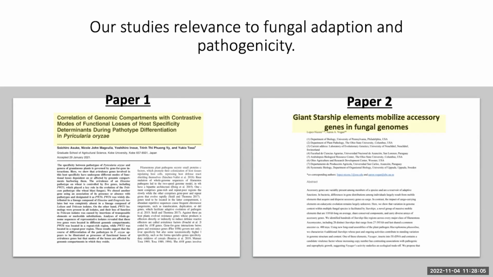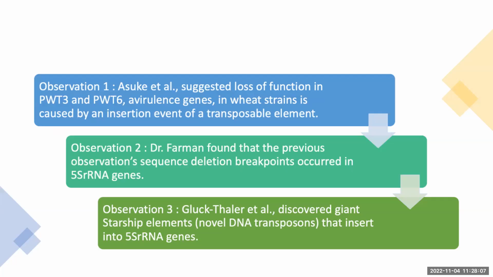So to get into the observations that led to our study, I'll move a little bit further. The first paper had an observation that the avirulence genes were lost due to a transposon insertion. These avirulence genes, sorry, mind me, were lost due to a transposon insertion, and avirulence genes are the genes that control interactions with the host. So if you mutate these or lose them, you can infect new hosts. It's like hiding from the host immune system.